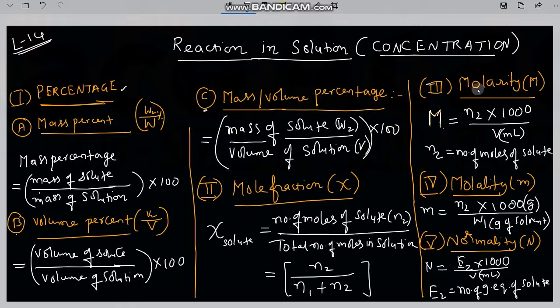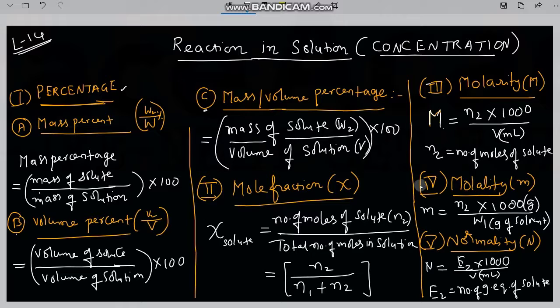Moving on, third one, molarity. Most important expression, molarity. Capital M is the symbol for it. It is nothing but number of moles of solute present per 1 liter of solution. Its expression is N2 into 1000 by V, where N2 is the number of moles of solute. It can be obtained by dividing the mass of solute by its molar mass.